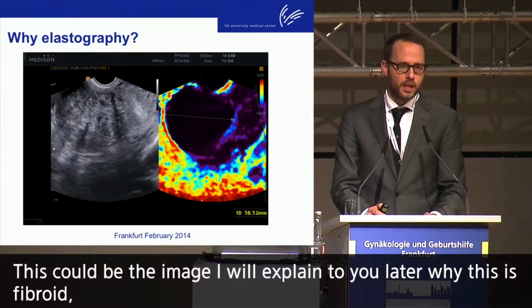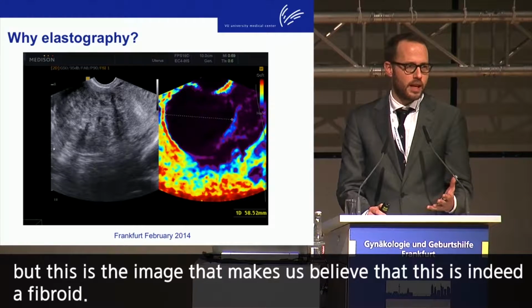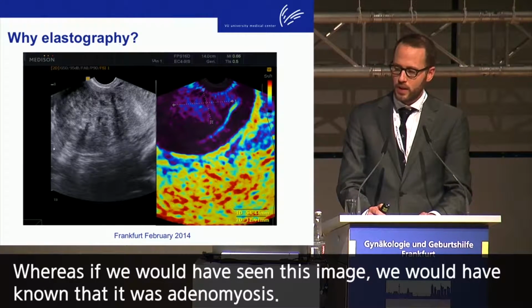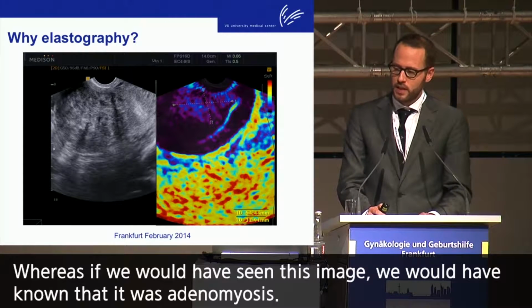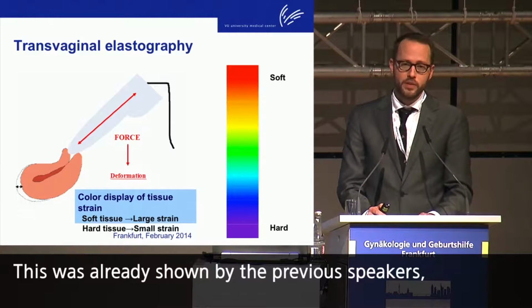This could be the image. I will explain to you later why this is a fibroid, but this is the image that makes us believe that this is indeed a fibroid. Whereas if we would have seen this image, we would have known that it was adenomyosis. So that's why we would like to do this. This was already shown by the previous speakers.